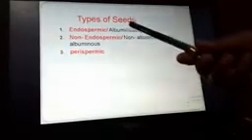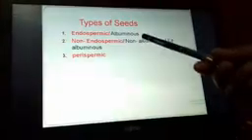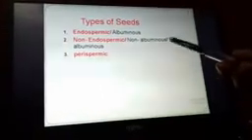Now there are three types of seeds. Endospermic, also known as albuminous. Non-endospermic, also known as non-albuminous or ex-albuminous. And then the last one is the perispermic.